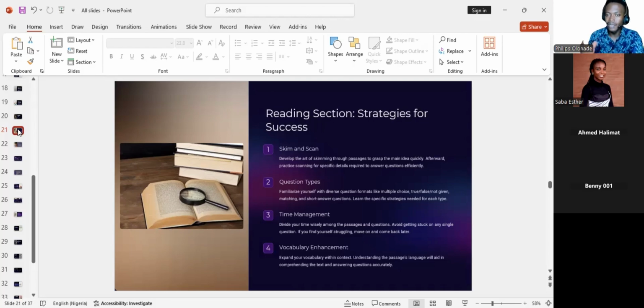So remember, skimming and scanning is very important for the reading passage. Then we have question types. In the reading section, you will have question types like multiple choice questions, where you'll be asked to pick A, B, C, or D. And there's true, false, and not given. You'll be given a passage and a statement. Your work is to tell us if that statement is true based on the passage, or false based on the passage, or if it was not mentioned at all in the passage, that's not given.